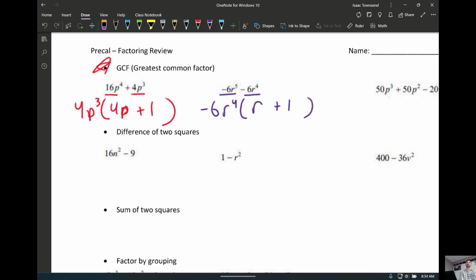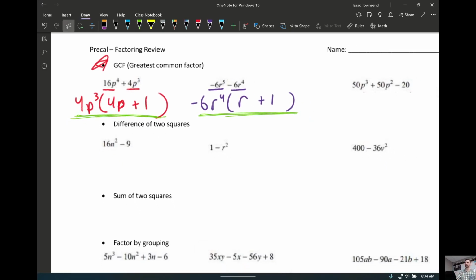Since factoring is just really undoing multiplication, if you're willing to multiply your answer together, in these cases distribute, then you can make sure that your answer is correct. Okay, there's only one more of these, so I would like you to try this one before we talk about it together. Think about what the GCF is for all 3 of those terms and just make sure you can factor it out correctly.